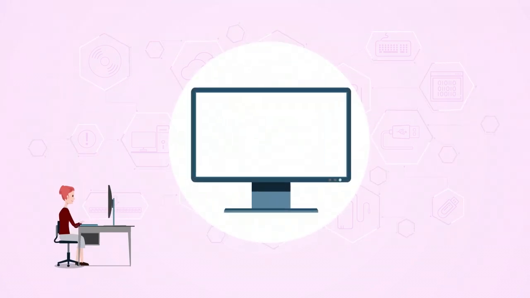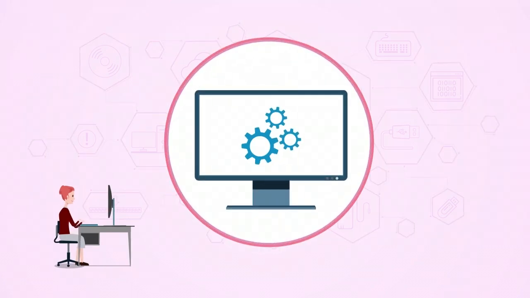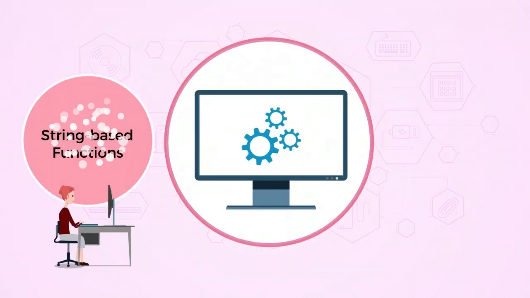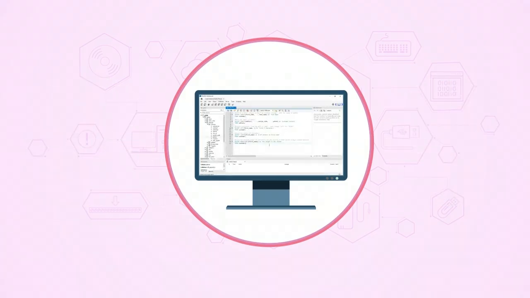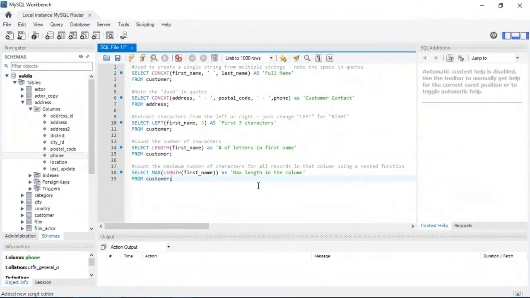Okay, so our next group of functions that we'll see in this demonstration are string-based functions, whereby we're working on character-based data. Now, the first example is the concat function, and this is short for concatenation, and it's used to create a single string out of multiple strings. Now, note the space that's used here as well.